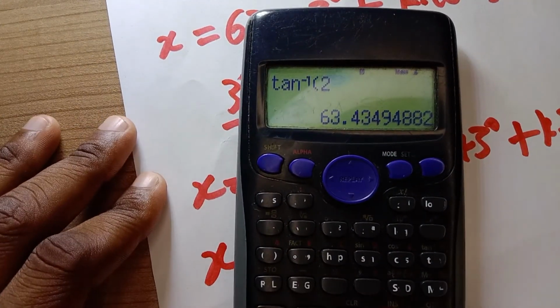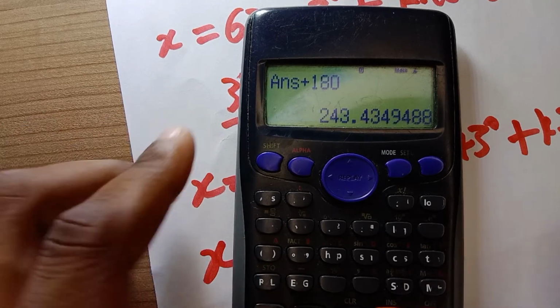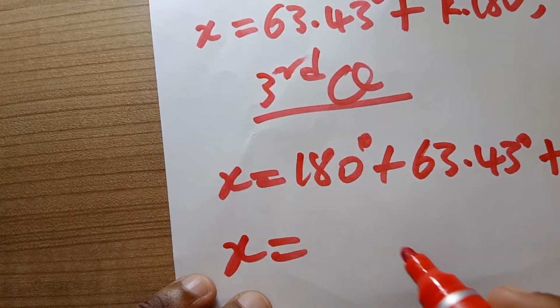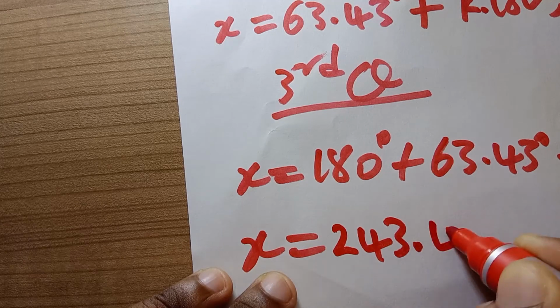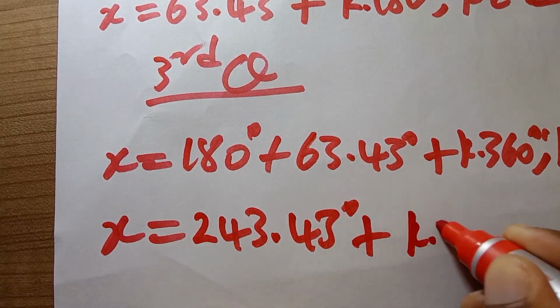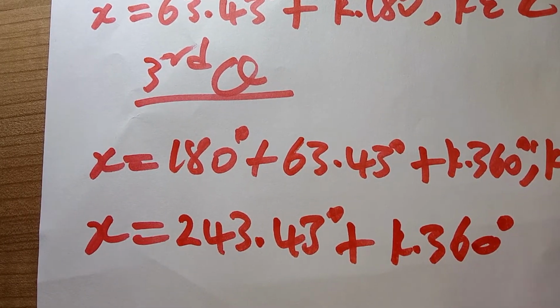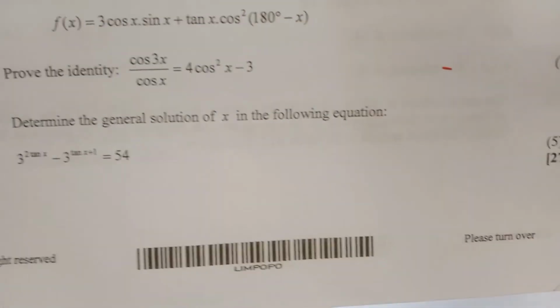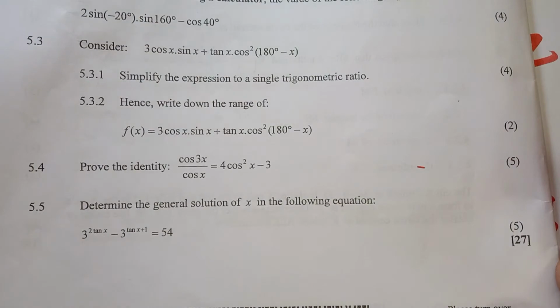Then here we do the algebra. I can come here to say plus 180, then I get 243.43 degrees plus k multiplied by 360 degrees. Okay, then we are done. That's the general solution. That's the general solution. Okay, that's the general solution. That's 5 marks. That's our 5 marks. Okay, we're having it like that.